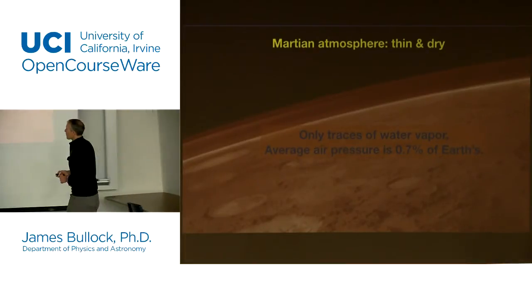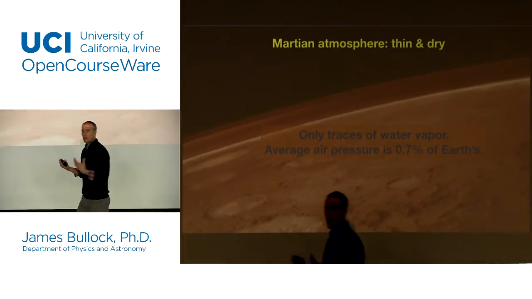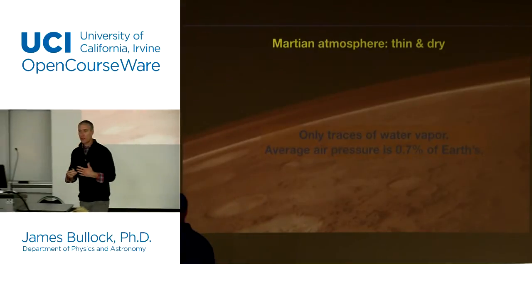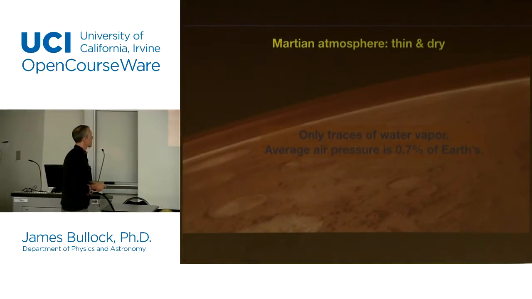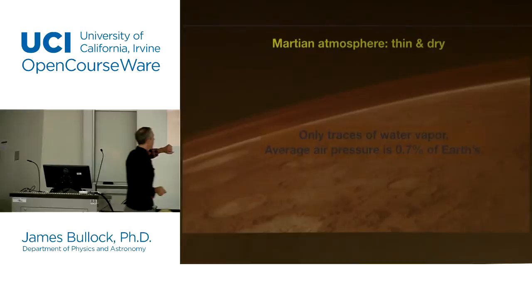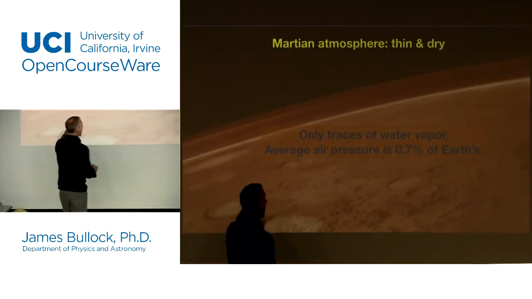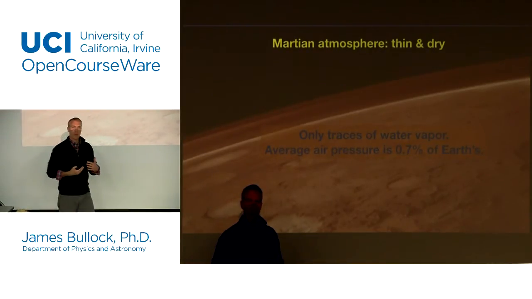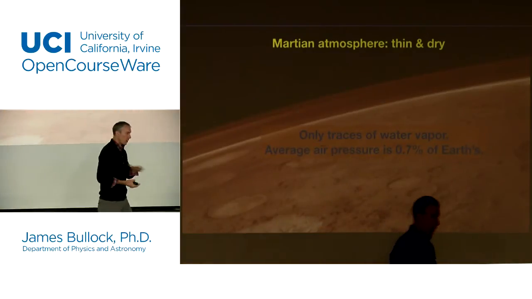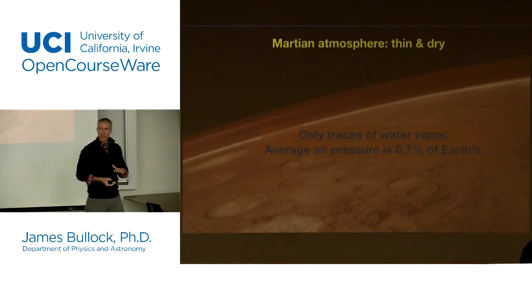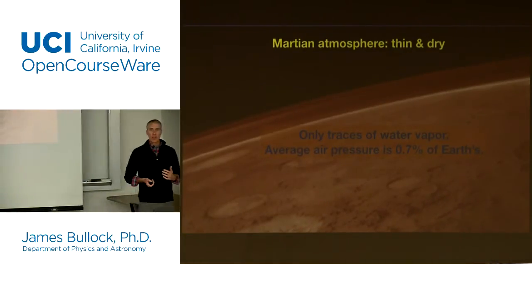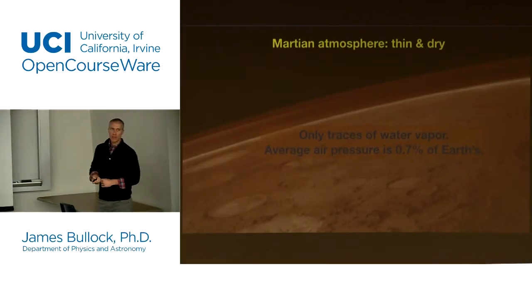Now, of course, we mentioned this before, but Mars has a very thin and dry atmosphere. So that's another thing that sets it apart from us. There's only traces of water vapor in Mars's atmosphere, and its average air pressure is only 0.6% that of Earth. So it has this very low air pressure. And again, we think that's related to the fact that it doesn't have a magnetic field, and possibly because it's got a little less gravity.